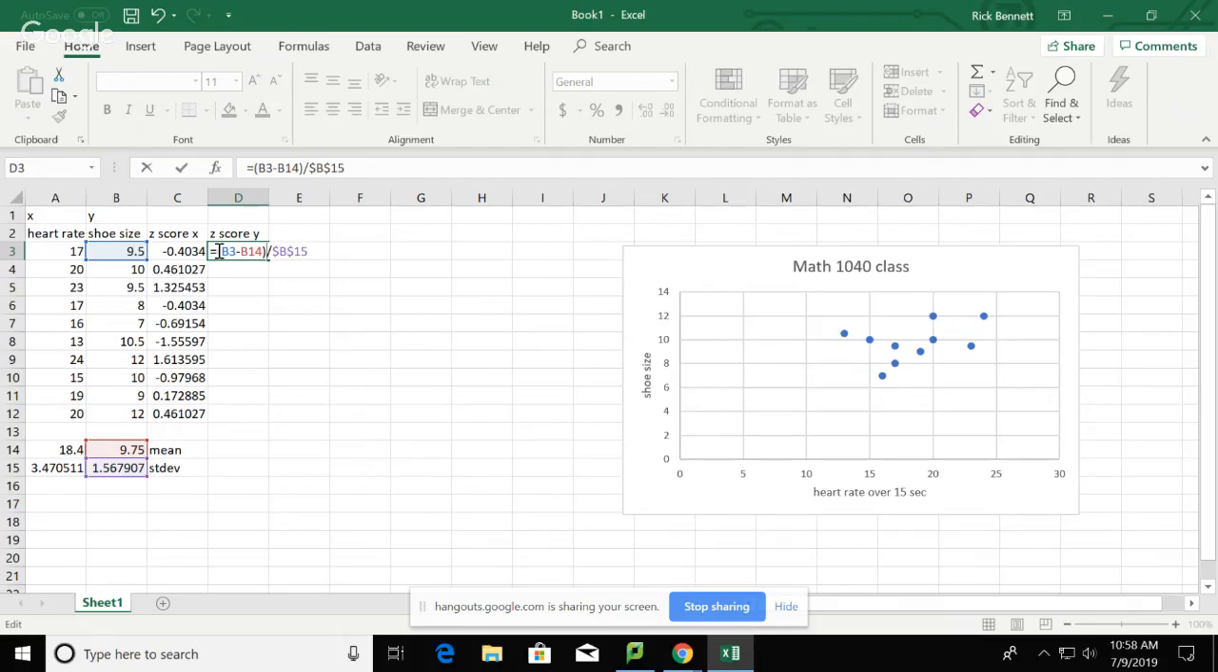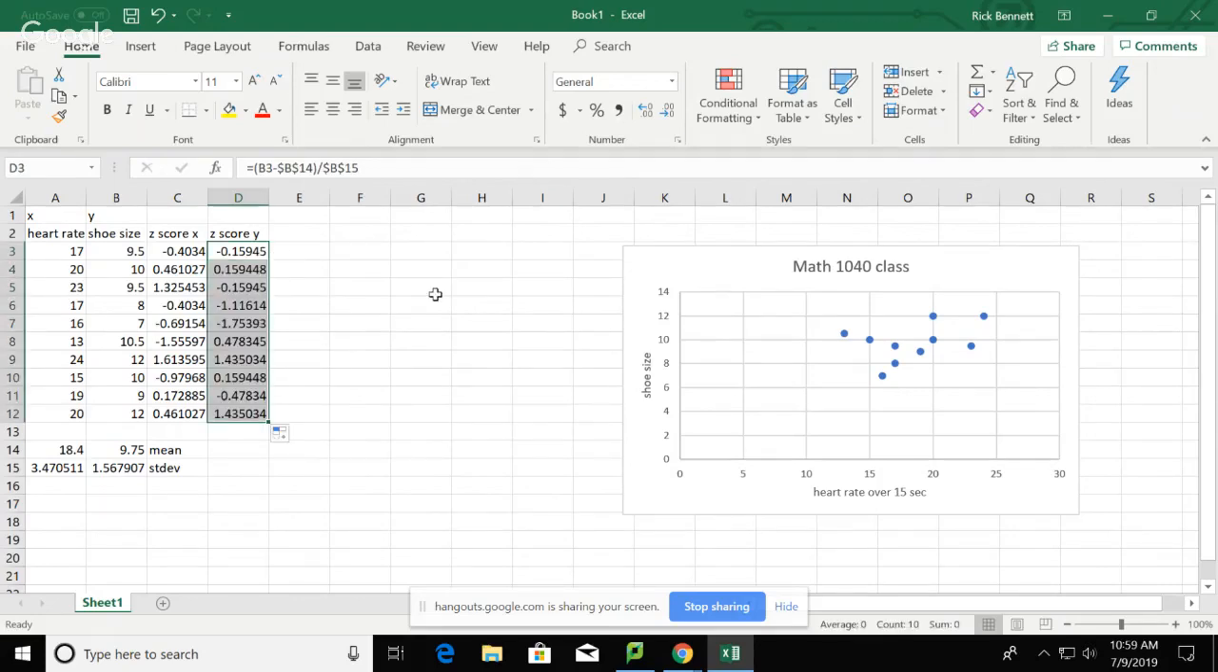Dollar signs on the B14 too. We want that mean and the standard deviation not to change. Okay? Does that make sense? And if I do it right, it should be numbers close to 0 and 1. That looks right so far. If I copy it down, that looks right. Okay, Aaron, what's the next step? Multiply the z-scores together. Yeah, we need to multiply these z-scores together, right?